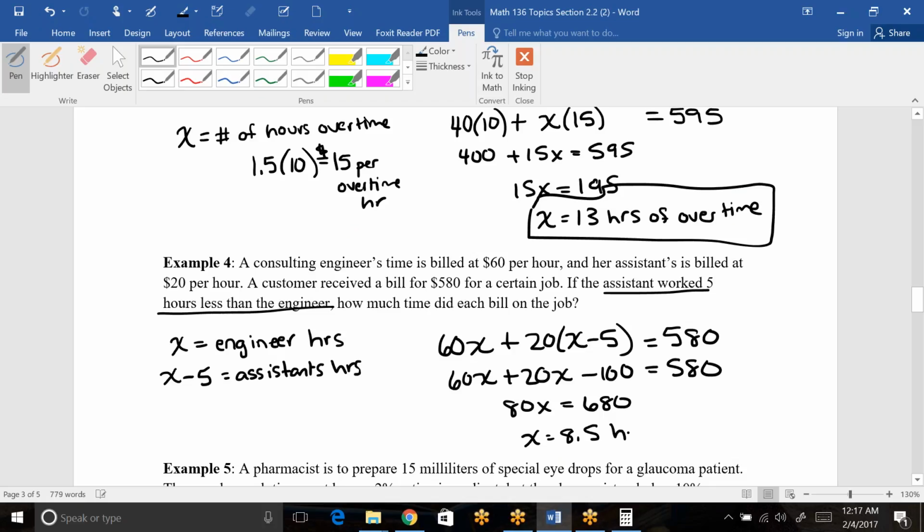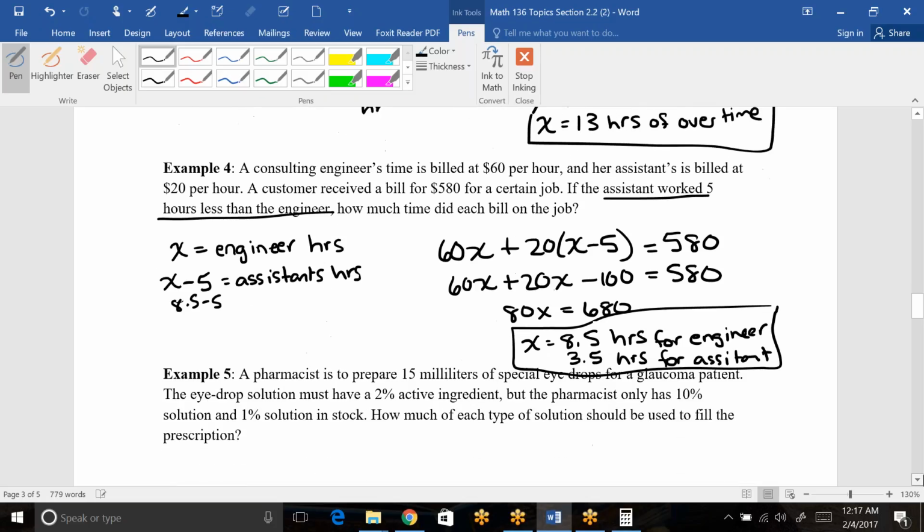Now that's the hours for the engineer. That means that 8.5 minus 5 will be the assistant's hours. So that would be 3.5 hours for the assistant. And we have now found both pieces of information.